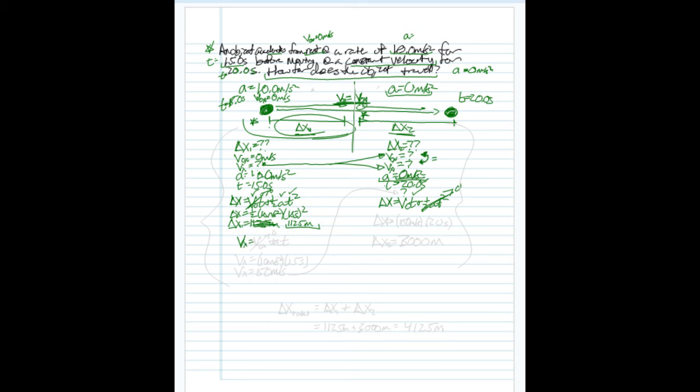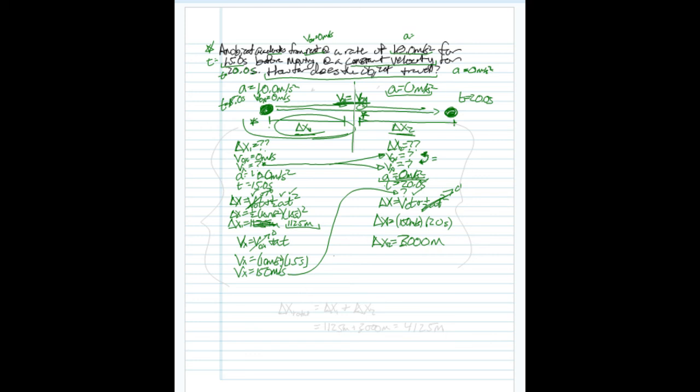vx equals v0x plus at. This part is 0, because the initial velocity of the first motion is 0. Meaning I can just plug my numbers in, and I get a final velocity for the first motion of 150 meters per second. That will become the initial velocity here. Delta x equals 150 meters per second times 20 seconds, meaning delta x2 is equal to 3,000 meters, or 3 kilometers.